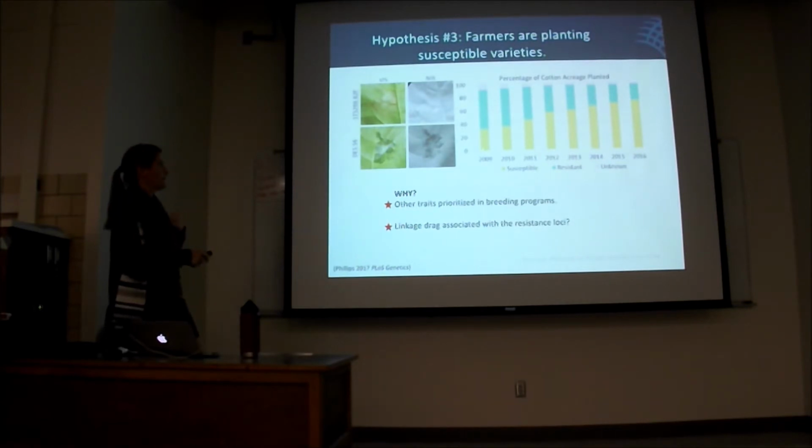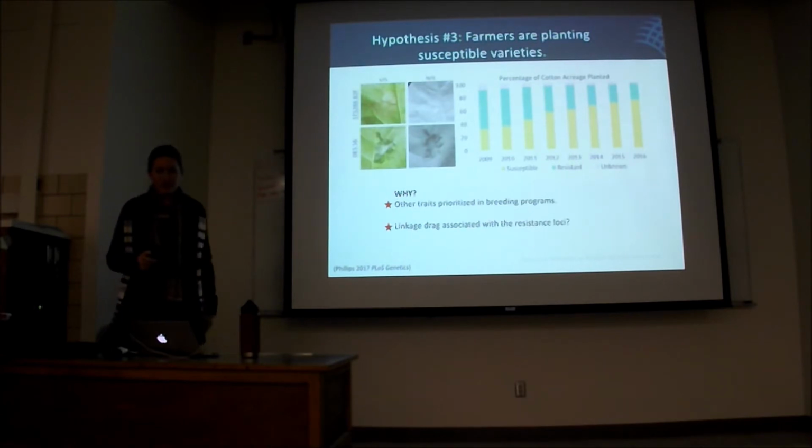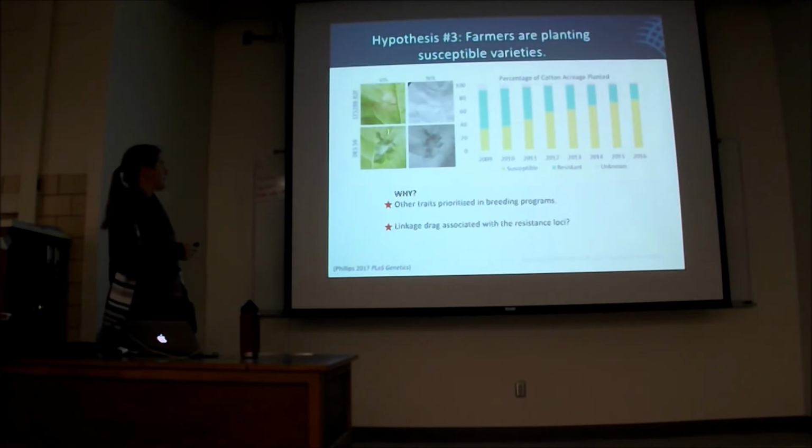And what Anne saw was a very clear, disturbing trend of the number of susceptible varieties, or the percentage of susceptible varieties planted each year going up, up, up, up, up. So unfortunately, that means that it wasn't any of the really exciting hypotheses that I had introduced earlier. The good news is that it means that there is still resistance out there that's effective against this pathogen.